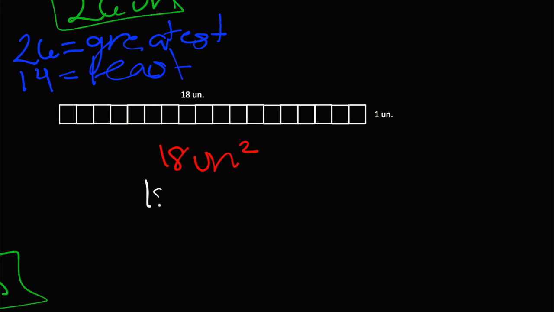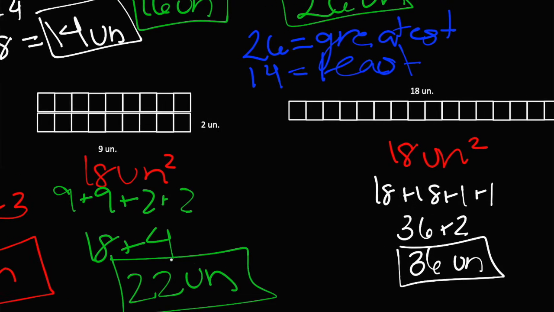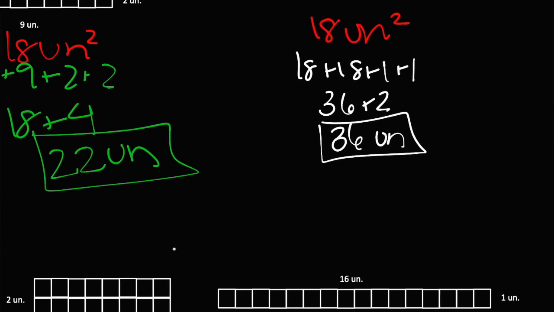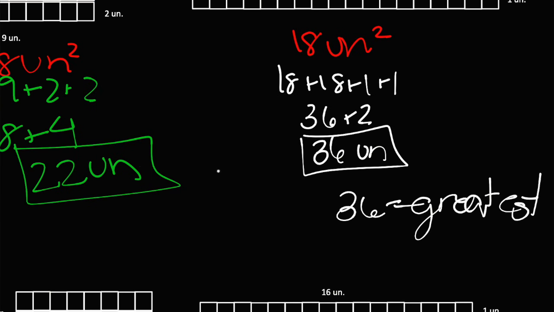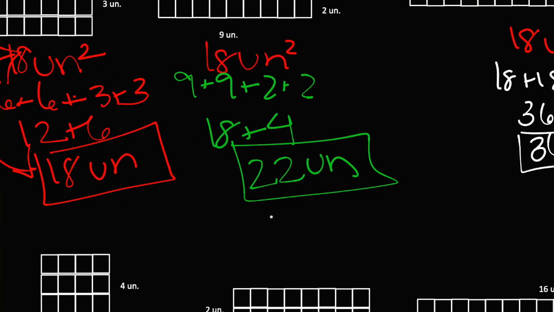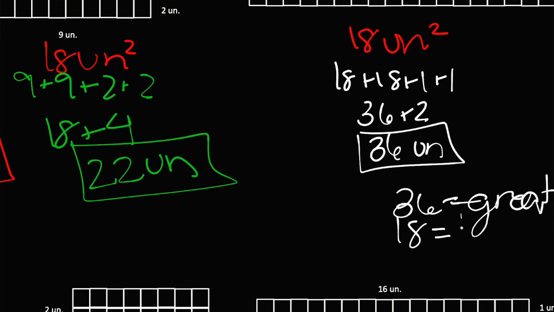Here we have 18 plus 18 plus 1 plus 1. 18 plus 18 is 36, and 1 plus 1 is 2. So we know that our perimeter is going to be 36 units. So right off the bat, we can see that 36 is the largest there is. So 36 equals greatest. But which one's the least? Well, we can see that 18 is going to be smaller than 22, so we can say 18 has the lowest perimeter. So it's the least.